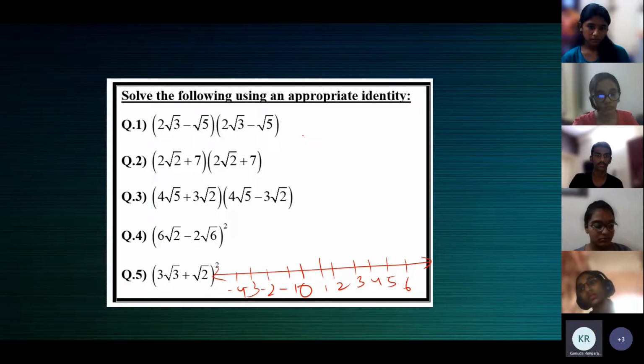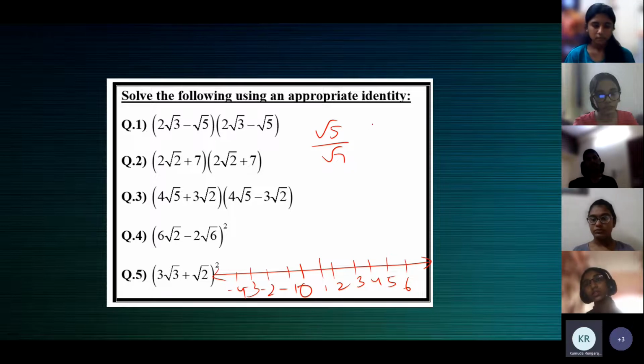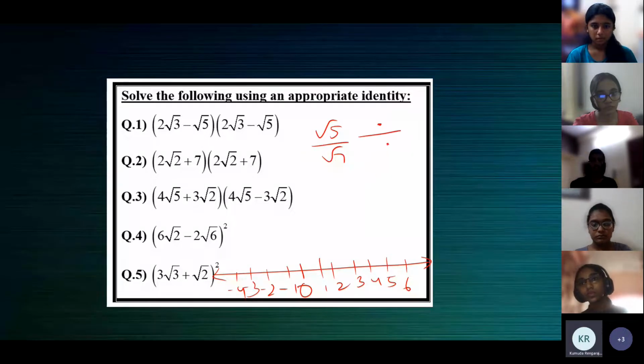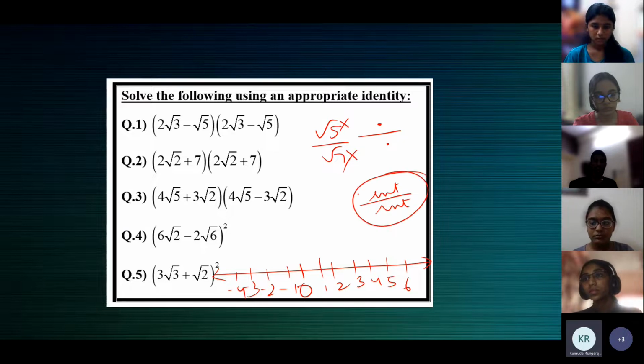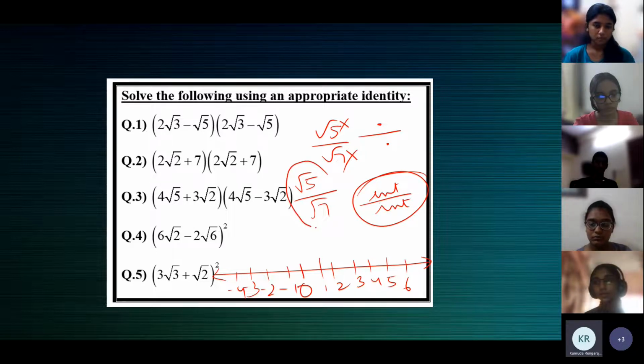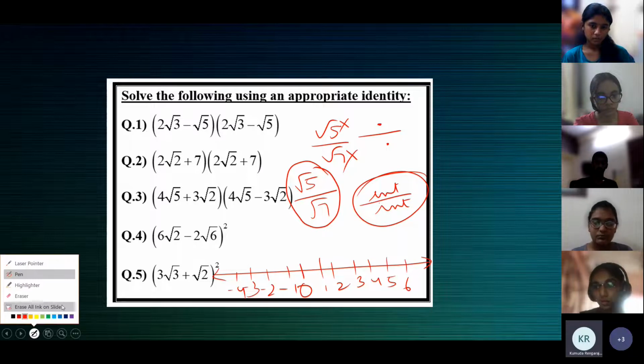Yes, children. So I was telling you that root 5 by root 7, though it may look like some number upon some number, is not an integer by integer form. Integer by integer form is a rational number. Root 5 is not an integer. Root 7 is not an integer. So root 5 by root 7 is not a rational number. We have discussed all this earlier.